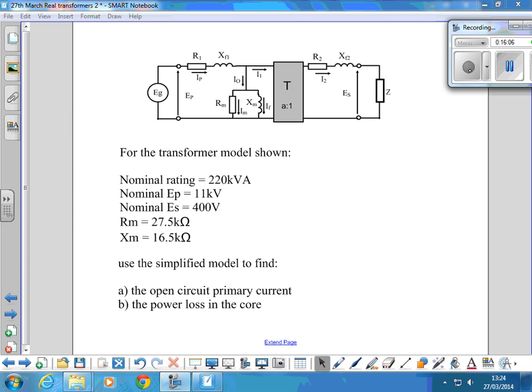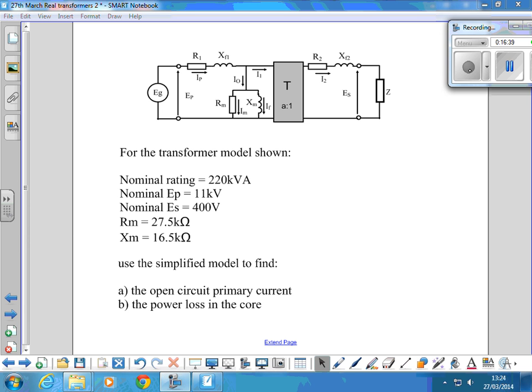So if RM is 27.5 kiloohms and XM is 16.5 kiloohms, we're going to use a simplified model to find the open circuit primary current and the power loss in the core. In the next page in your notes, I've squashed all of this up a bit so you've got some room to do the calculations. Alright?